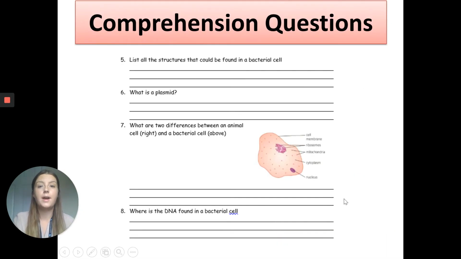Okay, so again, there's 4 more questions here. So you might have to refer back in the video to look at the bacterial cell to compare the animal cell against it. But just pause the video now and then we'll go through them again.